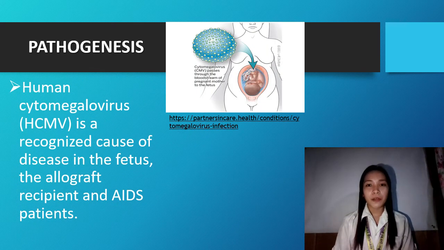Human cytomegalovirus or HCMV is a recognized cause of disease in the fetus, the allograft recipient, and AIDS patients. More recently, it has been recognized as a pathogen for those admitted to intensive care units, for the elderly, and for the general population. In brief, HCMV has the potential to spread in the bloodstream to all organs, but only produces overt disease if the viral load increases to high levels. This is normally prevented by a robust immune response so that the infected individual usually remains asymptomatic.